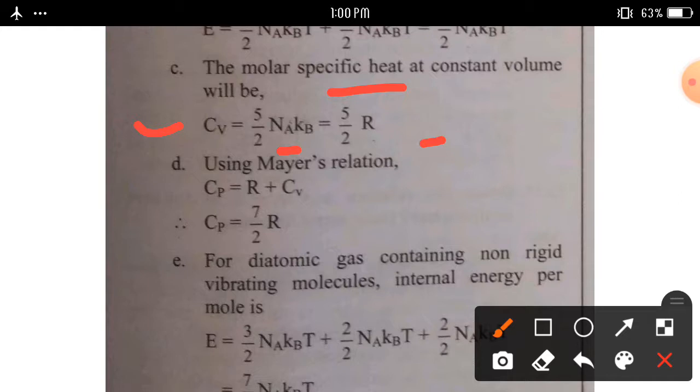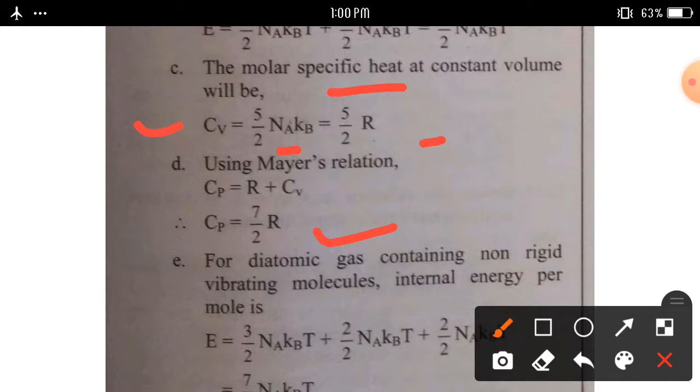Using Mayer's relation, Cp minus Cv is equal to R. Then we can write here Cp, that is the molar specific heat of the gas at constant pressure, is given by 7 by 2 into R.